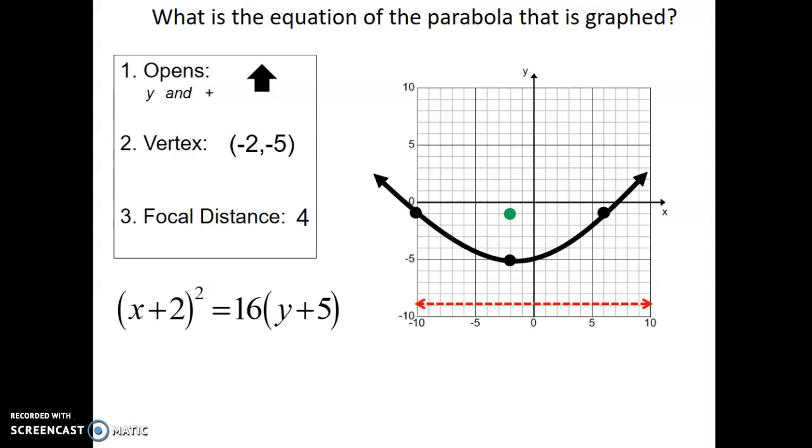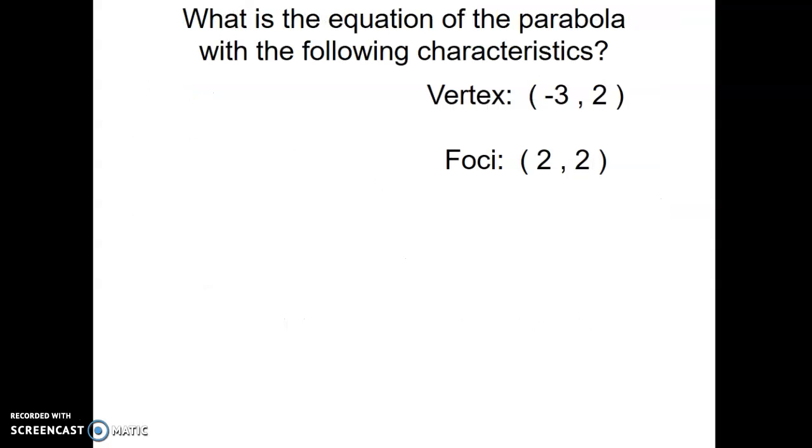There's one more thing we have to do before we're done here. We've shown you how to graph the equation of a parabola. We've shown you how to find the equation given the graph. The last thing we have to do is show you how to find an equation given information, but not the graph. Let's see what that looks like. I want you to find the equation of a parabola with the following characteristics. You're given the vertex, and you're given the foci, the focal point, it's the same thing.